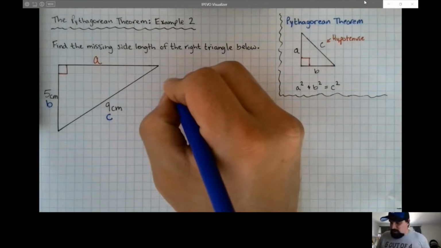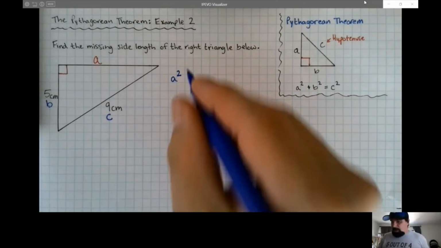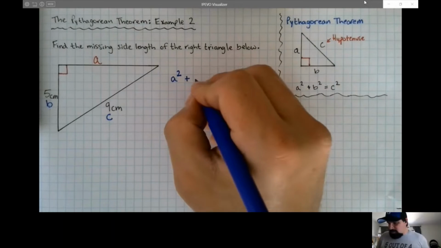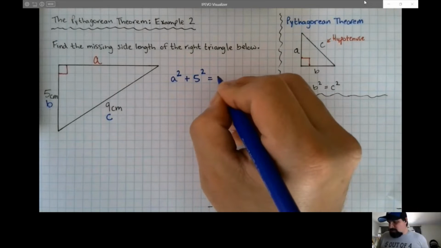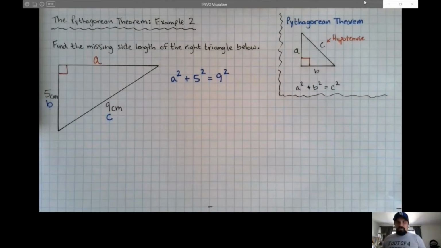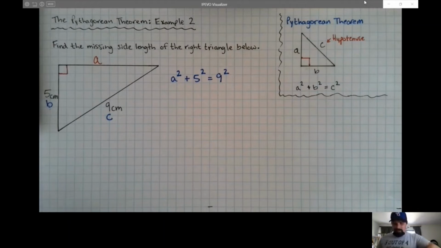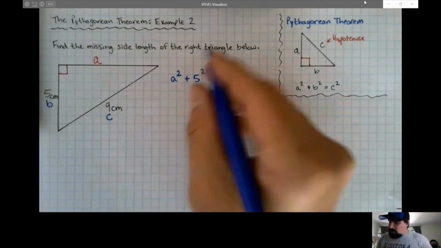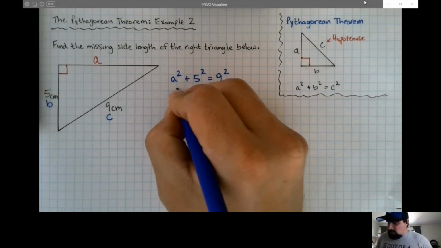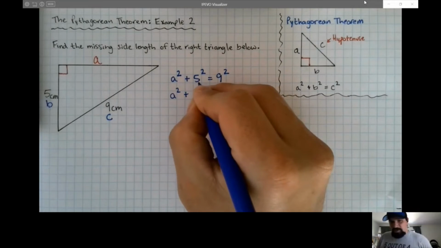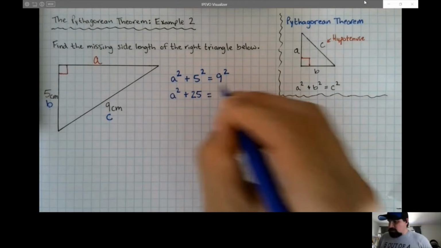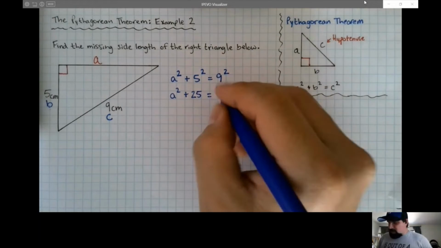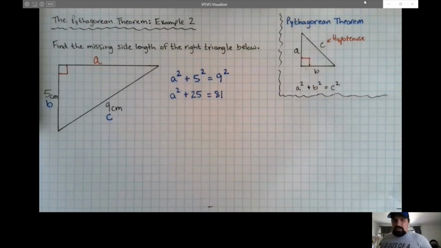So we have A squared, we don't have a number yet, plus 5 squared equals 9 squared. We replaced all of our letters with the numbers that we have. We'll start by doing the calculations we can. We'll have A squared plus 5 squared, which is 5 times 5 is 25, equals 9 squared, or 9 times 9, 81.